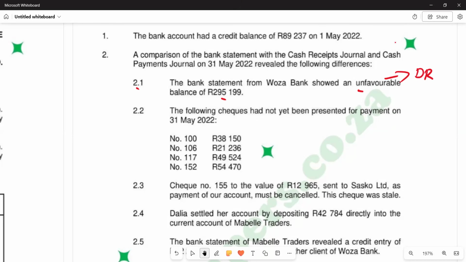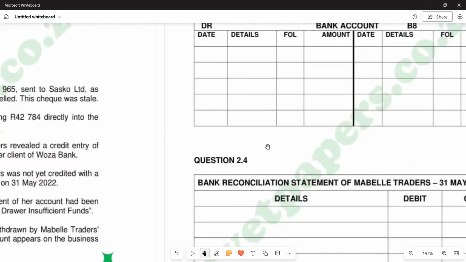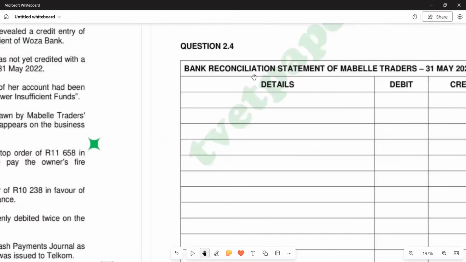Remember, we said what should be on the debit side of our bank account or on the cash receipts journal should be the same as what we're having on the credit side of the bank statement. So whenever we have money being deposited in our bank account, it should be on the credit side. Very important to take note: unfavorable should come on the debit side. So we go there and indicate that this is our opening balance in the bank reconciliation statement. We're just going to say balance, or we can just say unfavorable, or just say balance SB, bank statement.